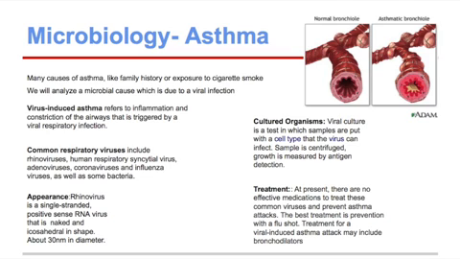The appearance: rhinovirus is a single-stranded positive sense RNA virus that is naked and icosahedral in shape, about 30 nanometers in diameter. Cultured organisms. Viral culture is a test in which samples are put with the cell type that the virus can infect. The sample is centrifuged. The growth is measured by antigen detection.